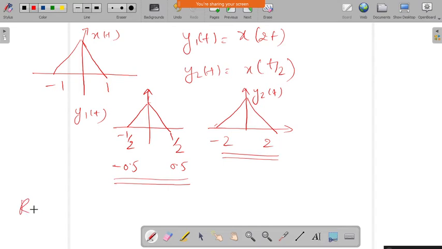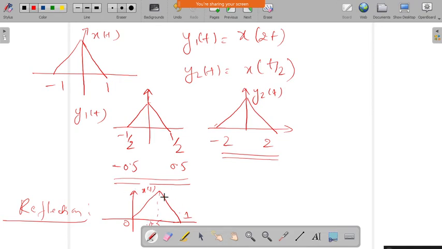And the final one is time reflection. That is an inversion or mirror image around the vertical axis. For better understanding of the reflection, we will take a slightly different signal x of t, which is like this, from 0 to 1, and this one is 0.5, let us take.